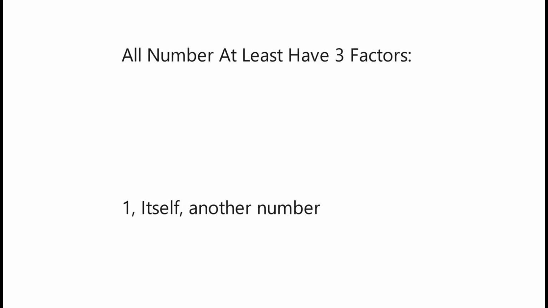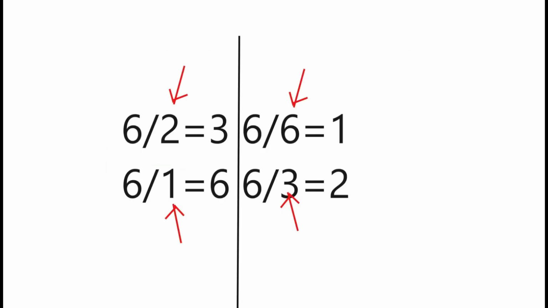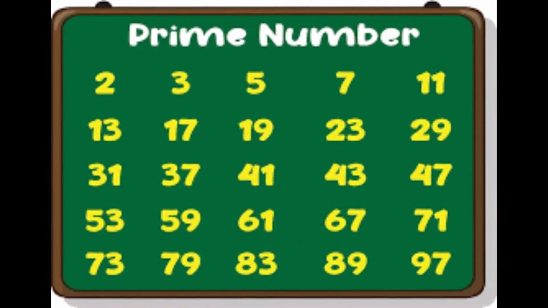Composite numbers. Most numbers are divisible by three other numbers: 1, itself, and another number. 6 can be divided by 6, 1, 2, and 3. So 6 is a composite number. Almost every number is like this. However, if you aren't a composite number, then you are a prime number.